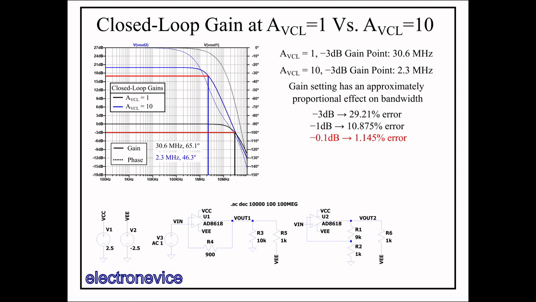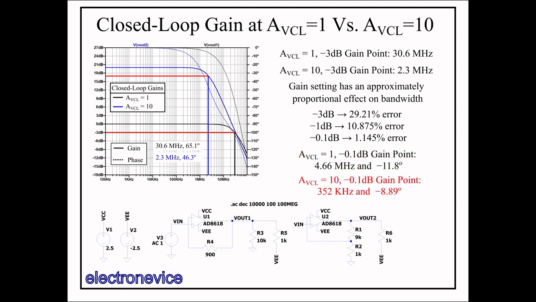So, taking a look at our simulated data, the negative 0.1 dB bandwidth for the unity gain buffer is around 4.66 MHz, and the negative 0.1 dB bandwidth for the gain of 10 amplifier is around 352 kHz. For the unity gain buffer, this is only about a factor of 4.85 lower in frequency from the gain crossover, and for the gain of 10 amplifier, it's about a factor of 6.45 lower in frequency from the gain crossover, much less than our expected factor of 100.